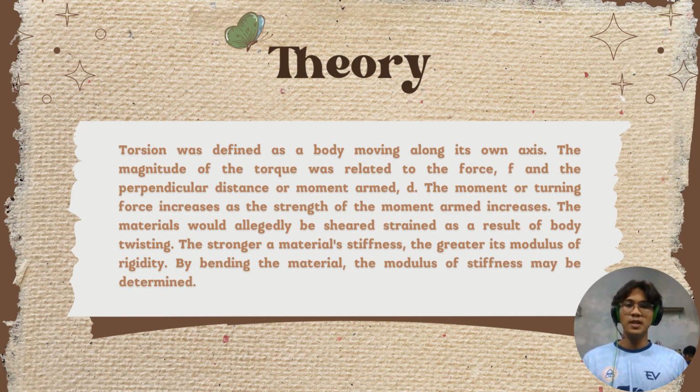So torsion was defined as a body moving along its own axis. The magnitude of the torque was related to the force F and the perpendicular distance or moment arm d. The moment or turning force increases as the strength of the moment arm increases. The material will allegedly be shear strain as a result of body twisting. The stronger a material's stiffness, the greater its modulus of rigidity. By bending the material, the modulus of stiffness may be determined.